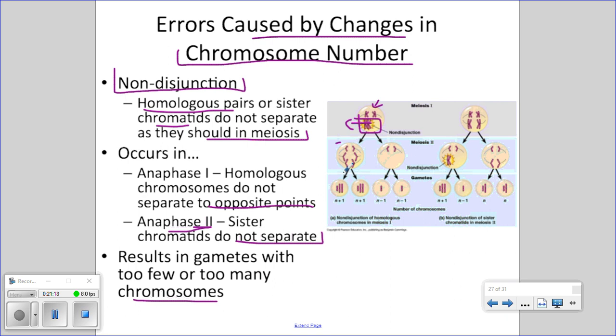And so during meiosis 2, when you get separation of those sister chromatids, you end up with two gametes with too many chromosomes in them. So they all have one additional chromosome. So they're basically trisomy. And here we have gametes that have lost a chromosome, so they are missing a chromosome.